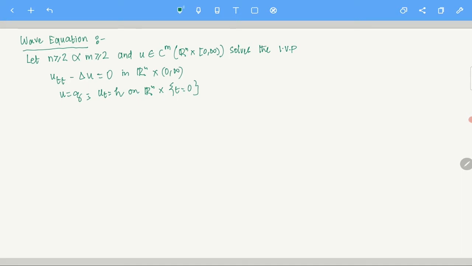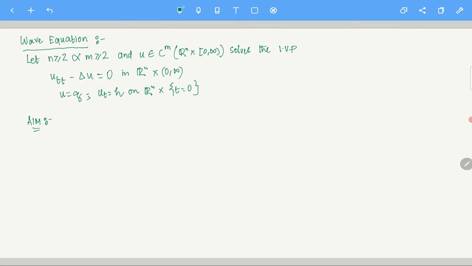Why is it called an initial value problem? Because I do not have any information on the boundary or anything. I just know what u and u with respect to t do initially, at t equals 0. What is our aim? Our aim is to find a formula.